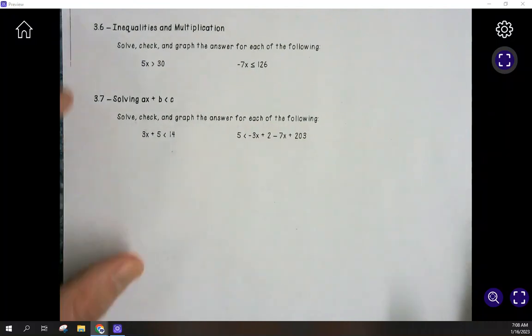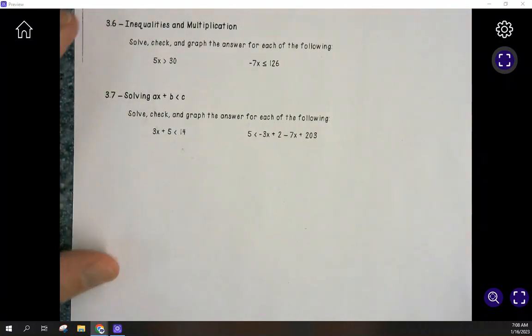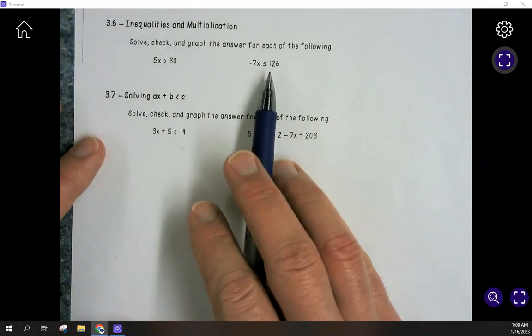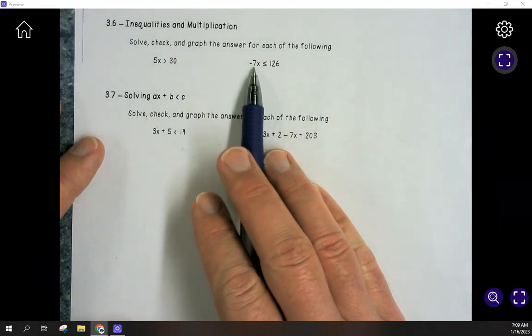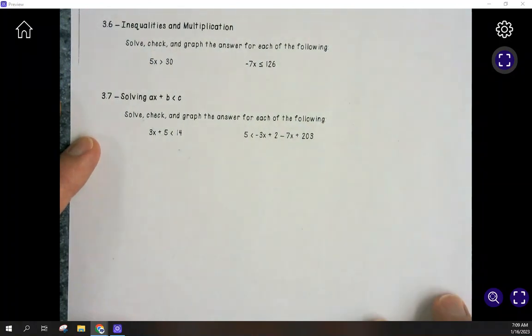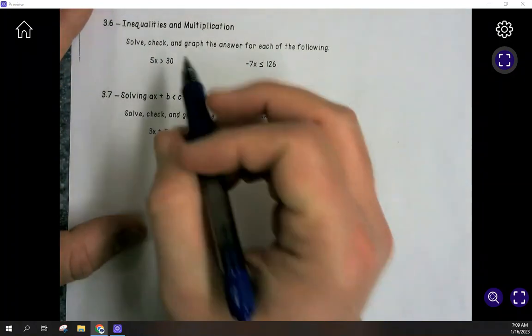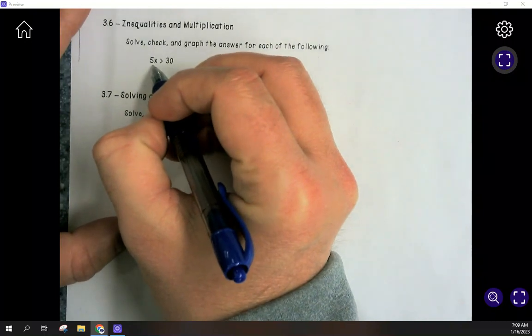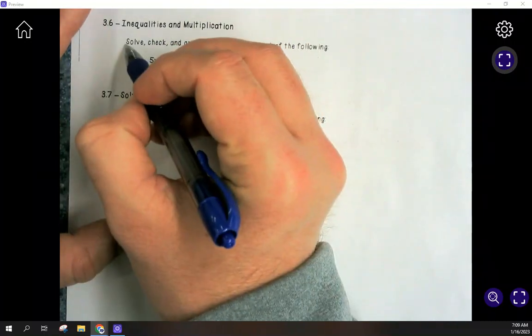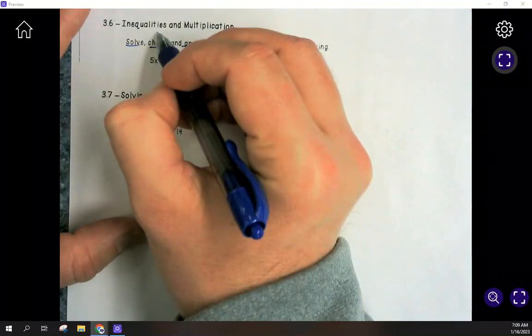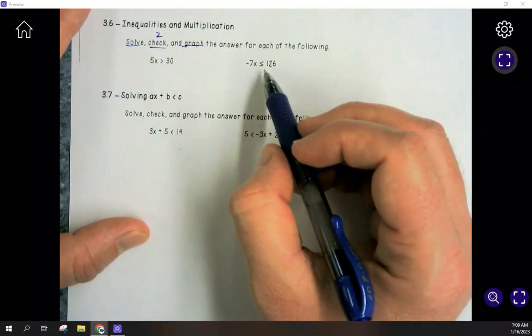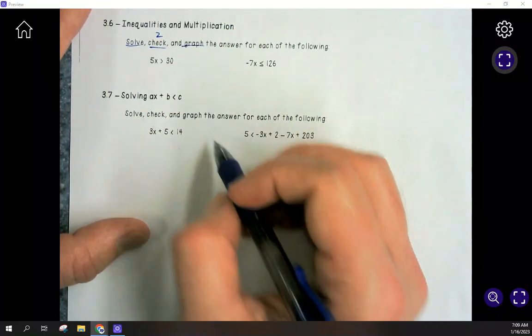Okay, and then we started looking at these with inequalities, less than and greater than statements. The biggest difference here is that there are two checks to show. The process is pretty much exactly the same, except that if we divide by a negative, we have to flip the less than or the greater than sign. So the first one's all positives. We'll focus on the checks and the graph because it says solve, check, and graph. And remember, there are two checks to show. And then for this one, we'll talk about what happens when there's a negative.